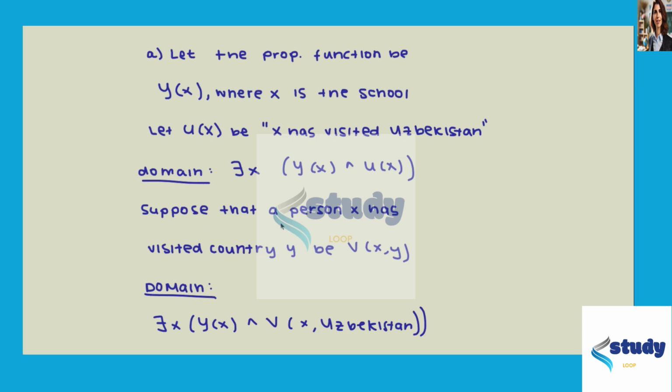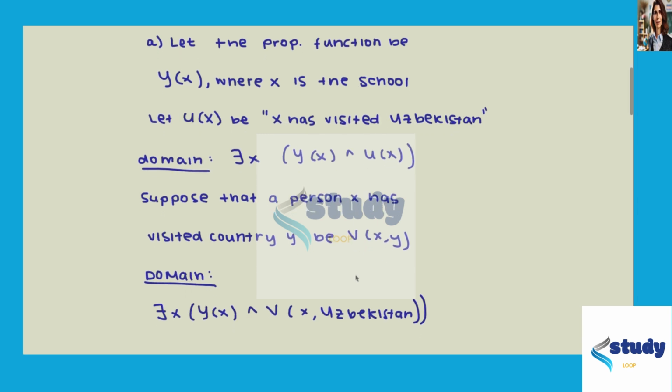Now suppose that a person x has visited a country y, which we'll denote v of x comma y. So now when we take all of this into account, we can say that the original statement is that there exists y of x and a v of x comma Uzbekistan.